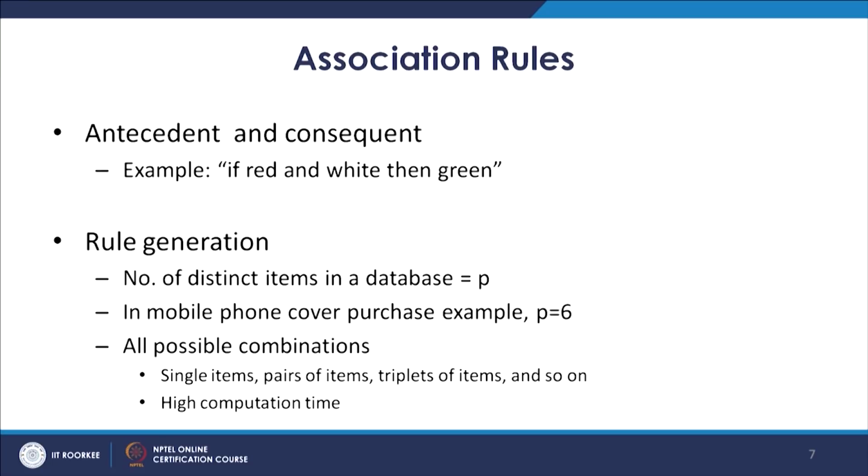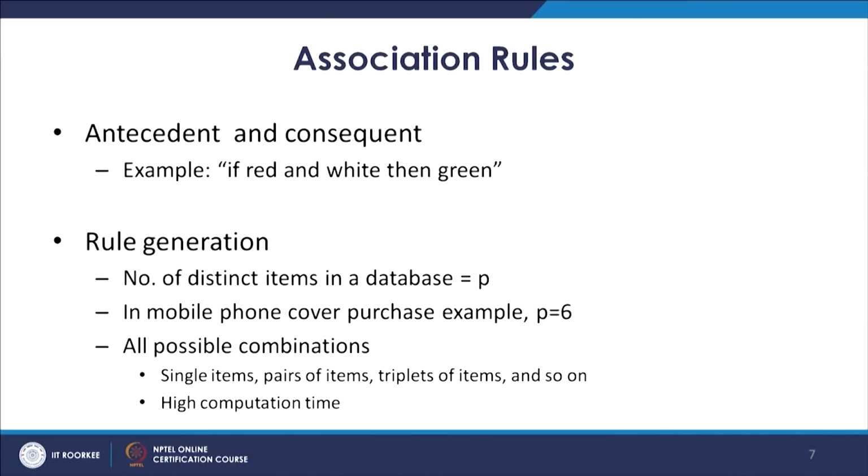So, let us discuss a bit more on the rule generation process. So, if we look at the rule generation process, first we need to identify the number of distinct items in a database. For example, this mobile phone purchase database that we have 10 transactions, but out of all these 10 transactions, how many distinct items are there, right. So, because many items would be common across these transactions. So, we need to identify the number of distinct items.